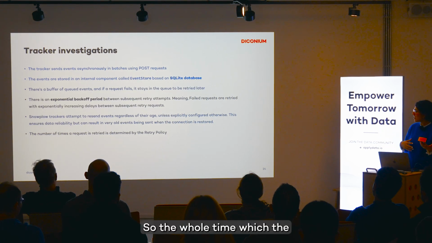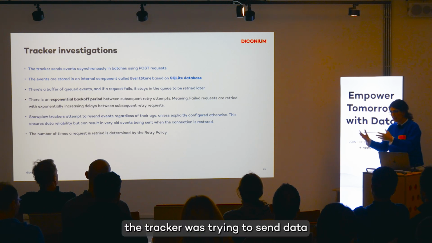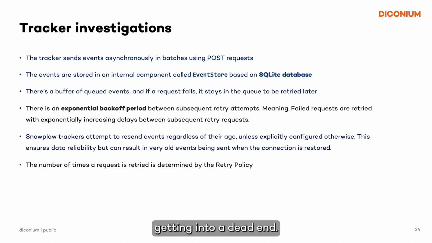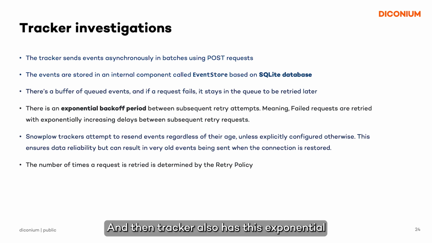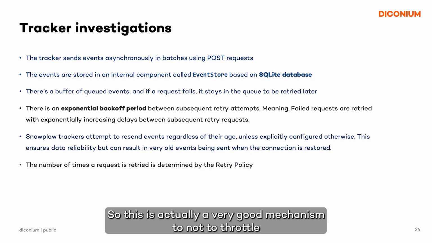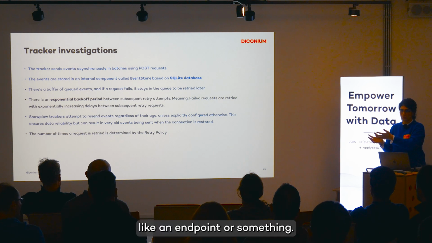So the whole time our pipeline was not working, the tracker was trying to send data to the collector, but it was getting into a dead end. The events were stored in the SQLite database. And the tracker also has this exponential backoff period for the retry attempts. This is actually a very good mechanism to not throttle an endpoint.